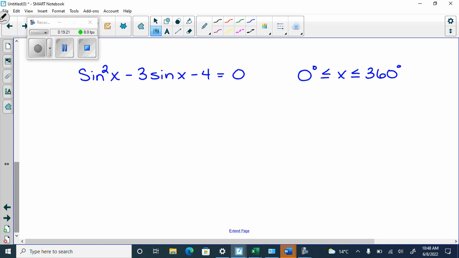So the best thing we can do is get rid of the sine part, right? Because the sine part is the overwhelming part, is it not? Yeah. So we'll just replace it with a variable. So I'm going to say let m equal sine x. So what do I get? I get m squared minus 3m minus 4 equals 0.